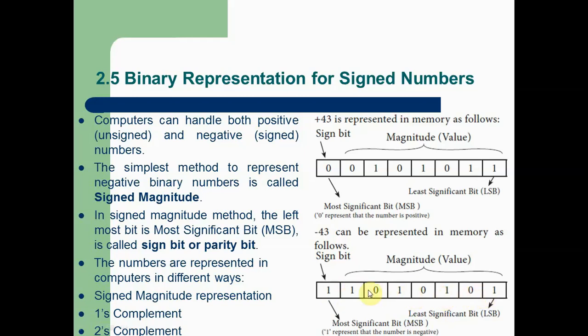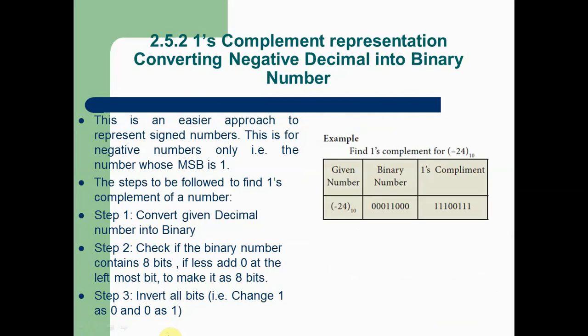Here you can see 11010101 in the 8-digit format. The MSB is used as the sign bit or parity bit, and the remaining digits are considered as the magnitude value. So in the binary number system, for signed numbers, two methods are used to convert the signed numbers into binary. One is the ones complement method, another is the twos complement method. Now we are going to discuss how to convert a negative decimal number into a binary number.